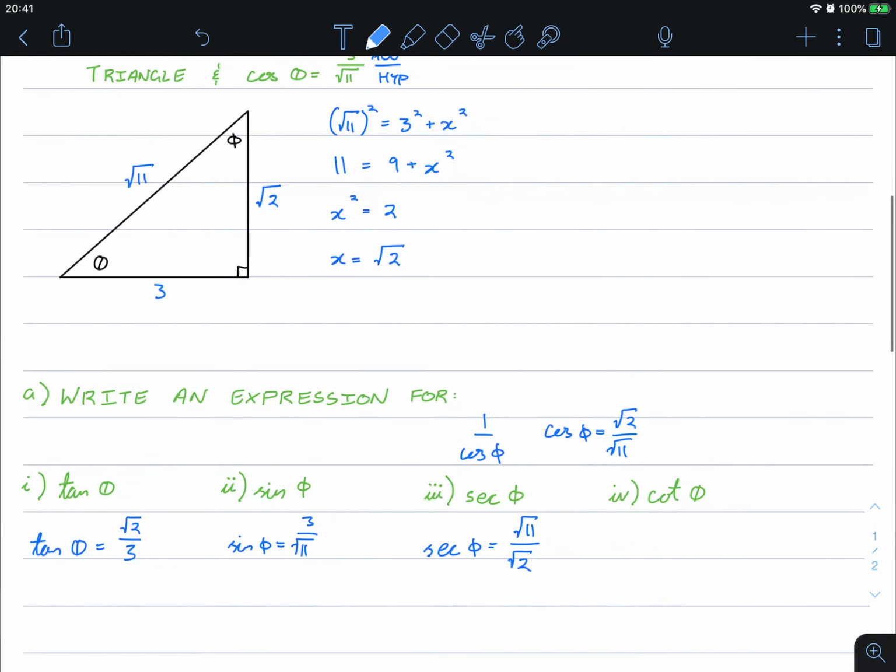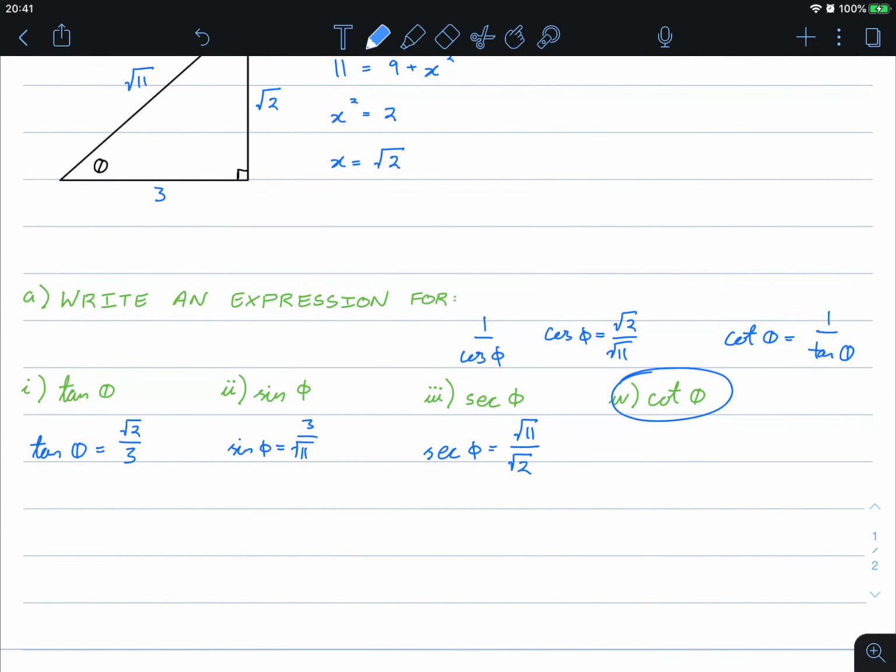And lastly, we have cot of theta. Well, we already know what tan theta is, and since cot of an angle is equal to 1 on tan of the same angle, if tan of theta is root 2 on 3, which means cot of theta is 3 on root 2, the reciprocal of tan theta.